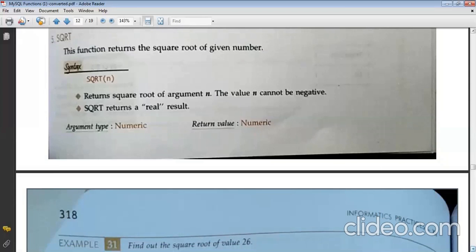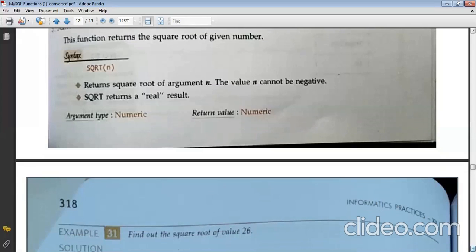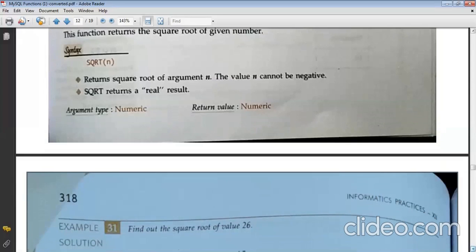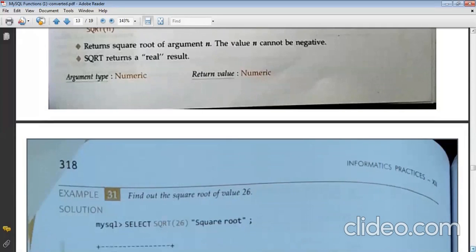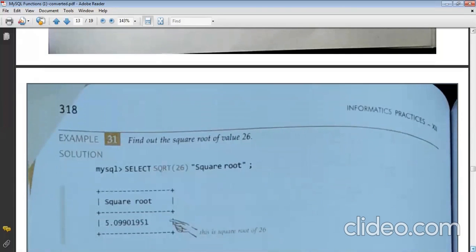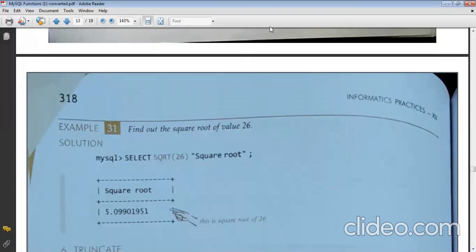So let us just see one of the examples, which says find out the square root of 26. So how will we find it? We will write the query as select sqrt, and in the parentheses the value of which you want to find the square root. So you will be writing sqrt and 26 in the parentheses.